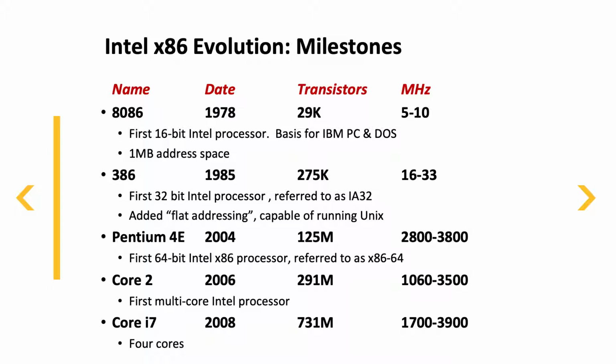Now, the 386 came out in 1985. That was the first 32-bit Intel processor. And this added flat addressing, so now we're capable of running Unix. With the 8086, that was their first 16-bit processor. The 386 moved to 32-bit. Notice that with the Pentium 4 in 2004, this was their first 64-bit processor. So our processor word sizes are increasing over time. We start with 16-bit, go to 32, go to 64.